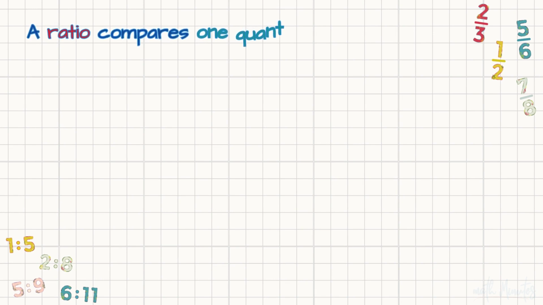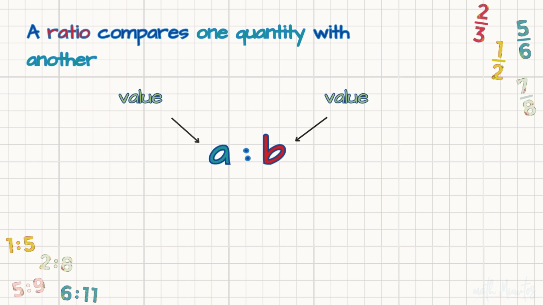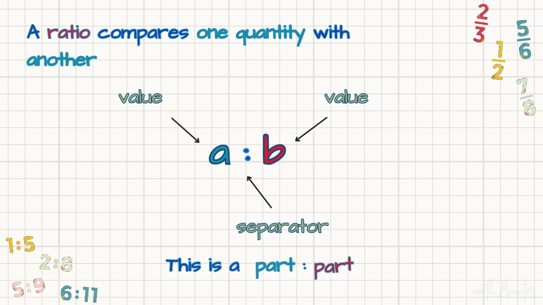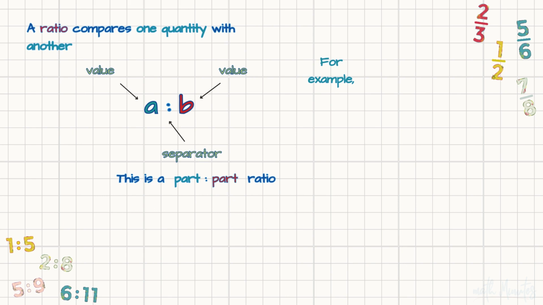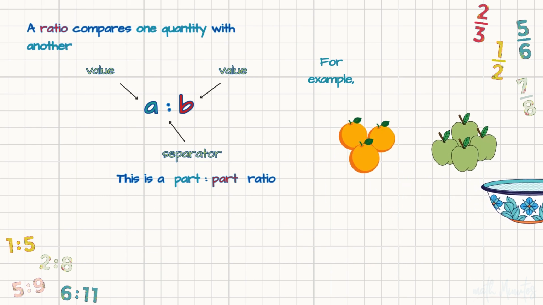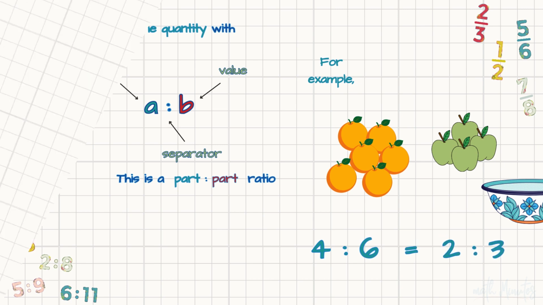A ratio is a way of comparing two or more quantities. It shows the relationship between these quantities and is usually expressed as a fraction or with a colon in the form a to b, where a and b are two values. This can be thought of as a part-to-part ratio. For example, if we have a bowl of fruit with 4 apples and 6 oranges, we can write the ratio as 4 to 6, or simplified as 2 to 3.